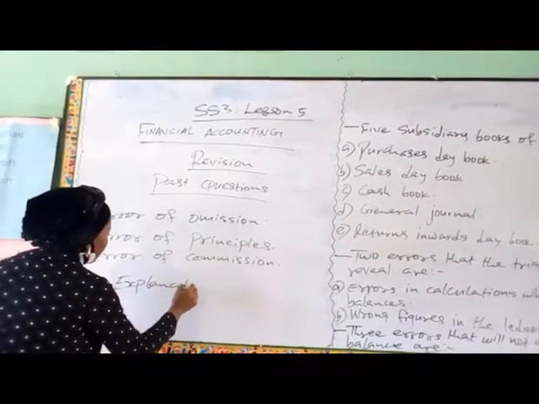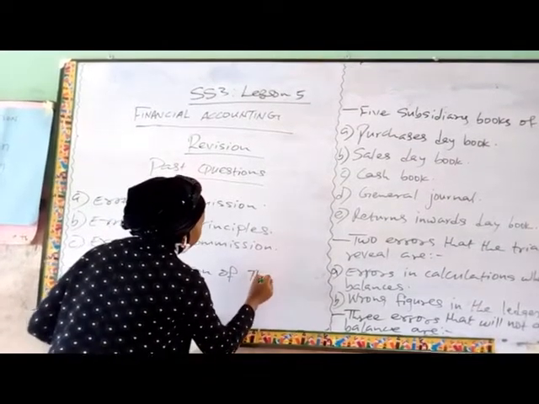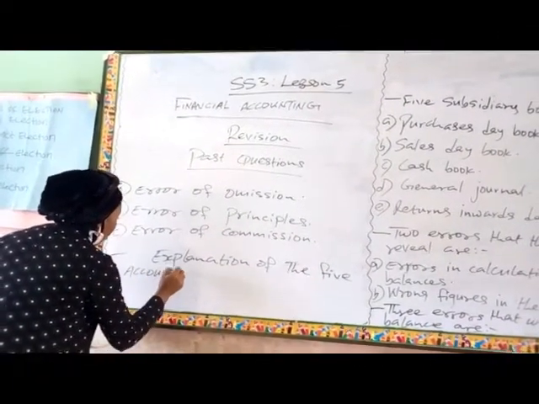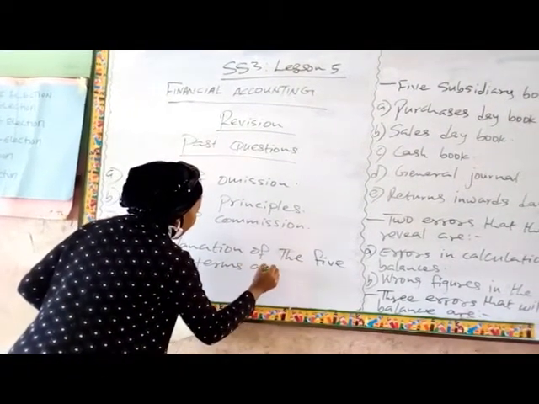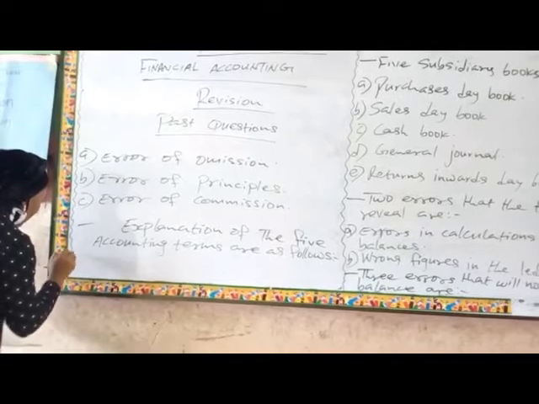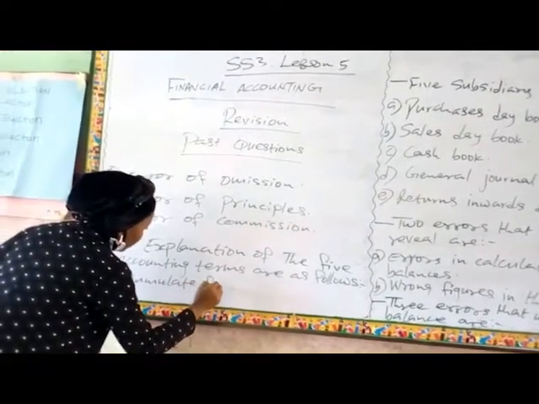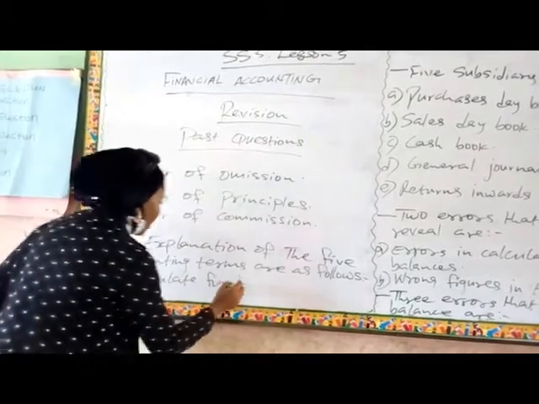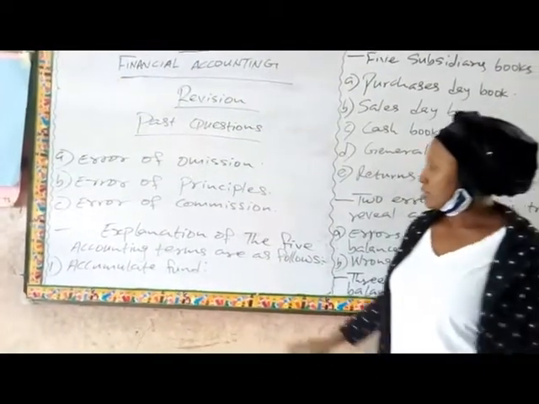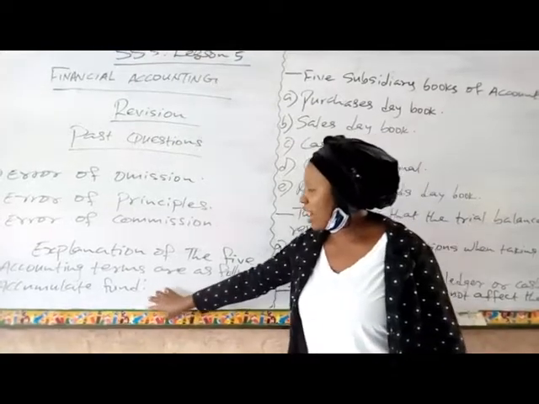Explanation of the five accounting terms. The five accounting terms are as follows. I, we have accumulated fund. What do you understand by accumulated fund? Remember, this is your SS2 topic which you have treated, accounts of non-profit making organizations. Under the accounts of non-profit making organizations, we have what is meant by accumulated fund.